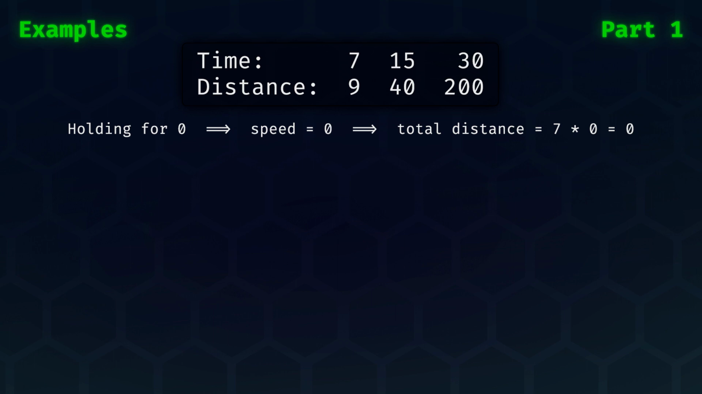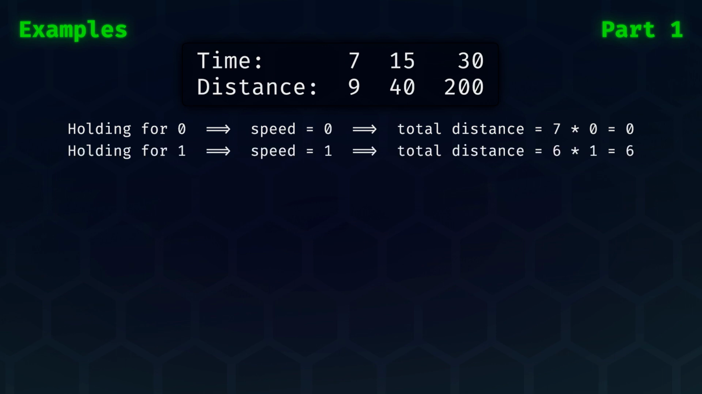Then, if we hold the button for 0 seconds, we will not gain any speed. The boat then has 7 seconds to travel at a speed of 0 meters per second, so we're going nowhere fast. Suppose we hold it for 1 second, then our speed equals 1 meter per second. We then let go and have 6 seconds to travel, giving us a total distance of 6 meters.